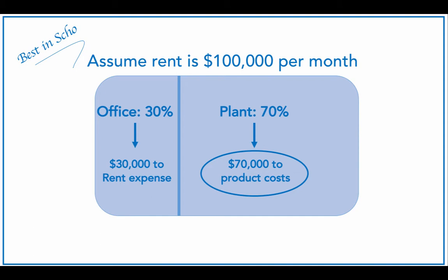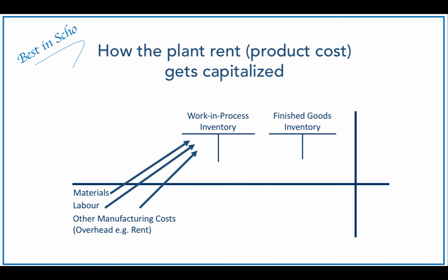Now let me explain the accounting treatment of this $70,000. How do we capitalize it? All product costs, which are usually materials, labor, and overhead related to the plant, such as the $70,000 rent, are put into a work in process account as costs are incurred. When the products are finished, the work in process is moved into a finished goods account.